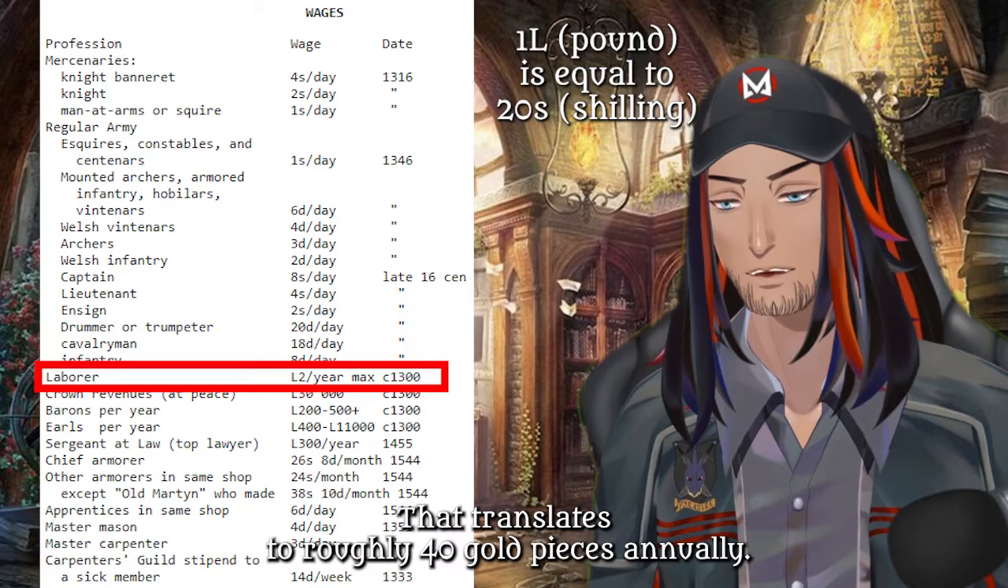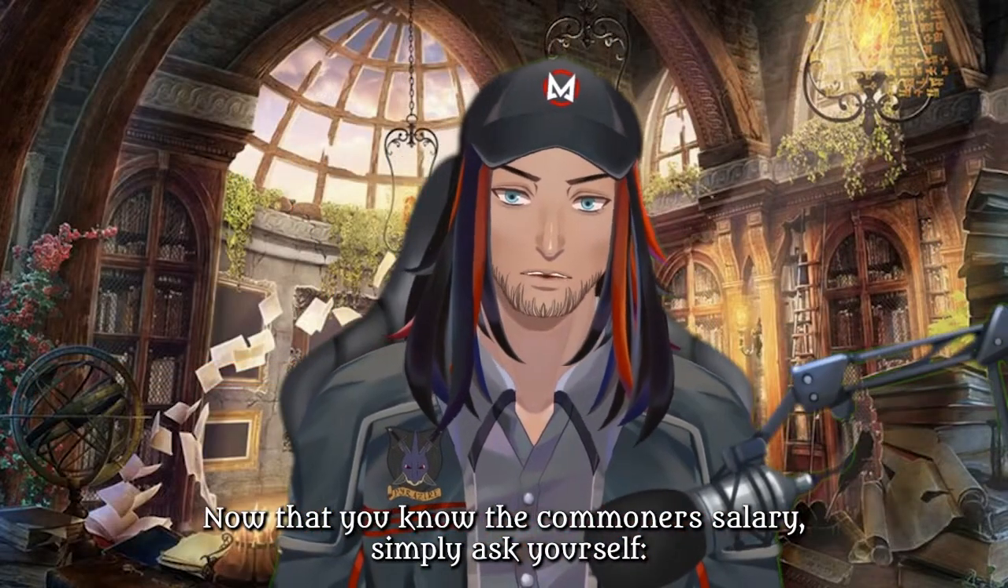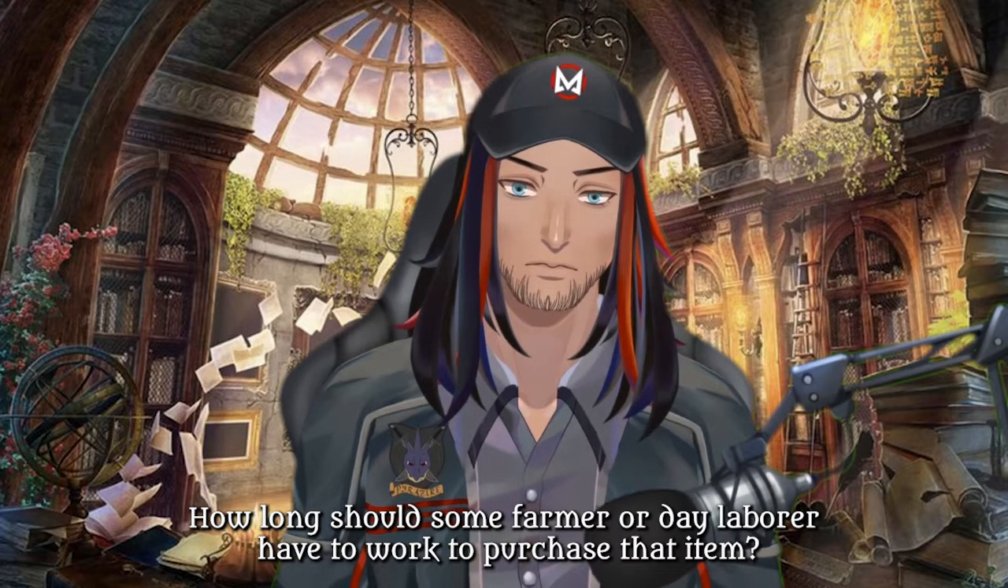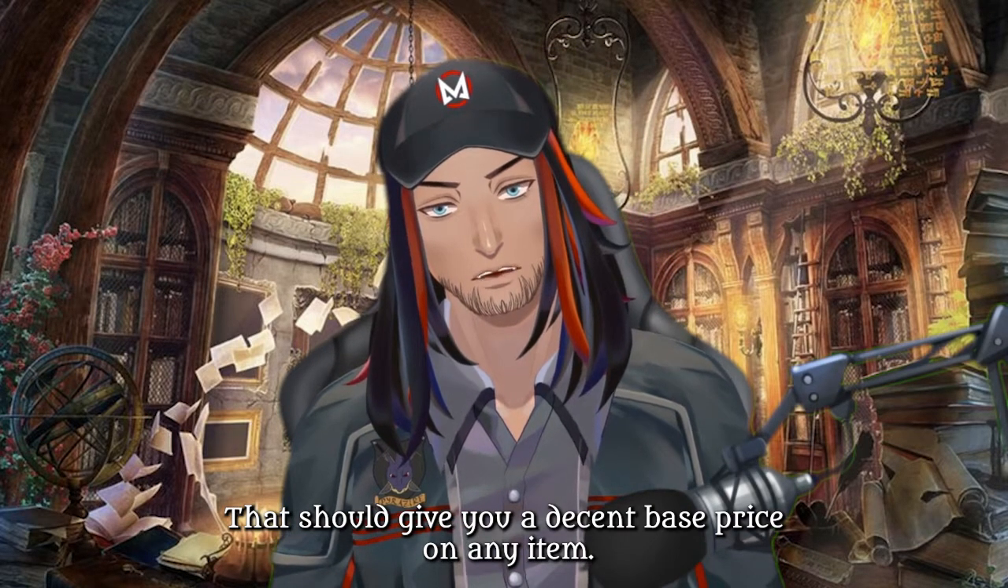That translates to roughly 40 gold pieces annually. Now that you know the commoner's salary, simply ask yourself, how long should some farmer or day laborer have to work to purchase that item? That should give you a decent base price on any item.